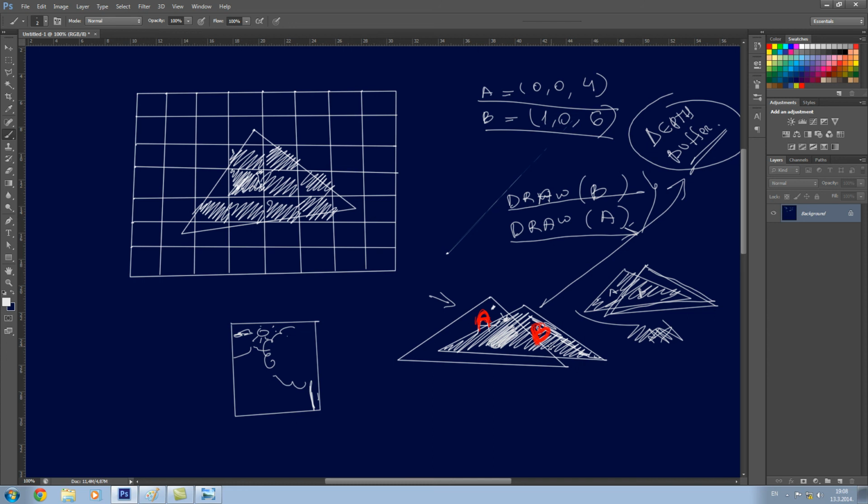Yeah, you could think of it that way, but it's a little bit different. Regarding the rasterization process, you could for example say whether this pixel happens to belong to triangle A or not.